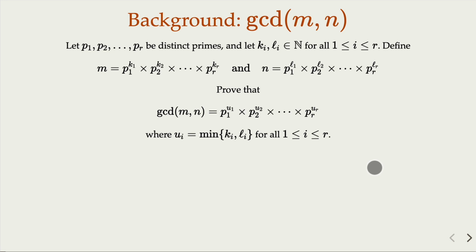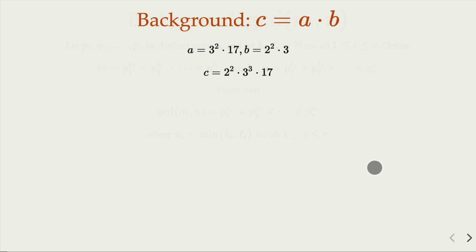However, in order to prove it, it's good to understand a related fact regarding the exponents. If we have the product of two integers, you know that multiplication of the exponentials is simply addition of the exponents. Like 3 to the second power times 3 to the first power is going to be 3 to the third power. And 17 does not appear in B, so it's going to be 17 to the 0th power, so it's going to be 17 here. So that is the product.